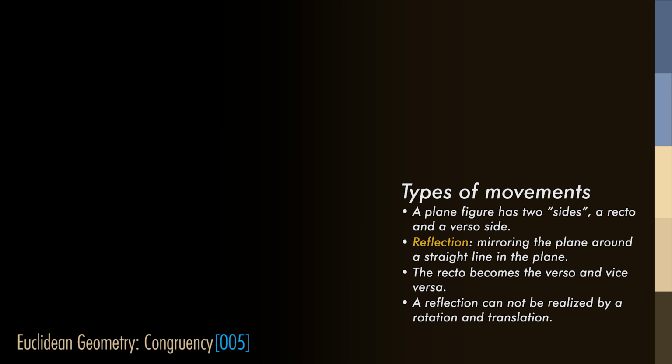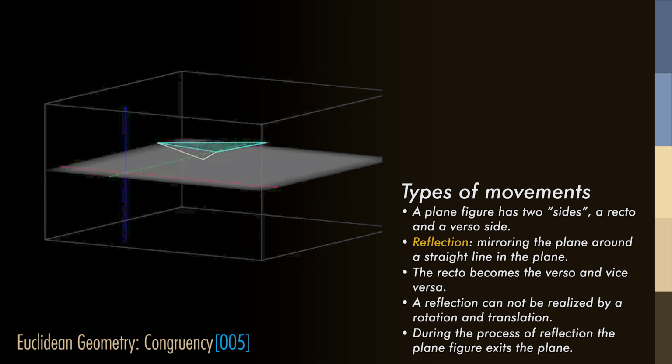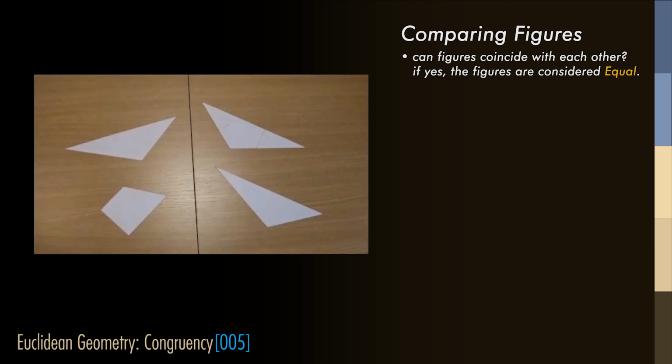To visually explain the reflection operation, we actually have to move outside of the plane. Only the start and end step of the reflection process are in the same plane. Between those two steps, we leave the plane. Let's consider a few plane figures. It can be interesting to see if some of the figures could coincide with other figures, because that allows us to conclude that those figures are equal.